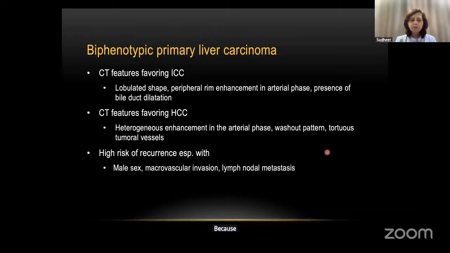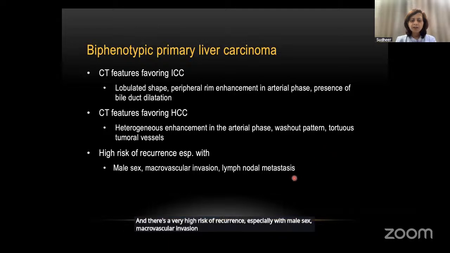Because of the dual pathology, the prognosis is usually worse than either of the entity, and there is a very high risk of recurrence, especially with male sex, macrovascular invasion, and lymph node metastasis. And whenever you see a corona type of picture, like in this case, it always indicates a microvascular invasion at least.